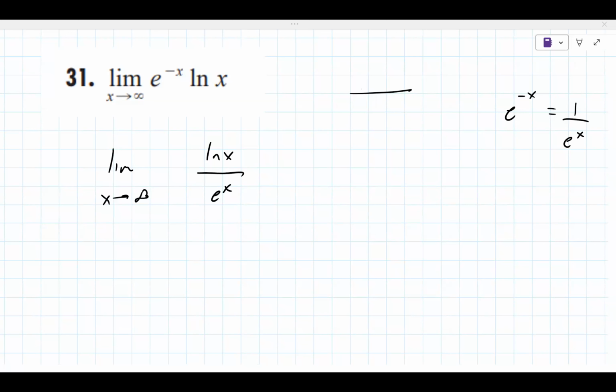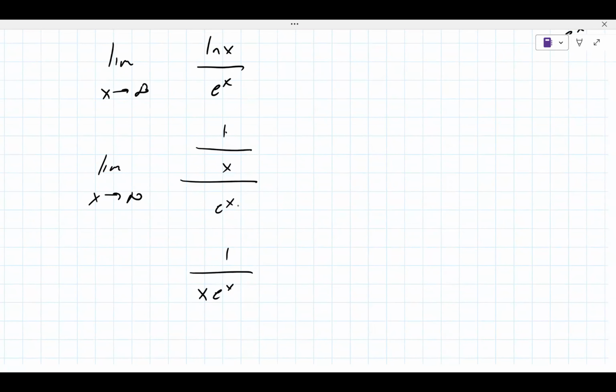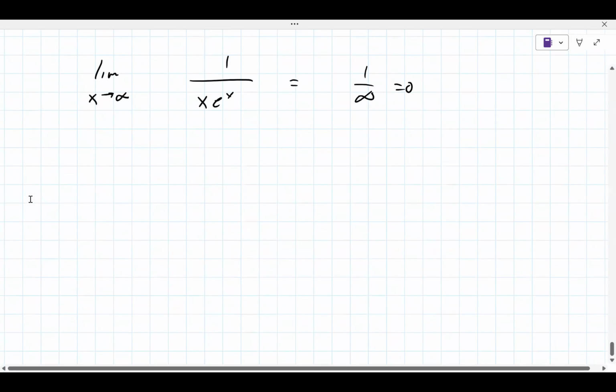So then I get 1 over x over e to the x. And then that comes back out to infinity over infinity. Wait, you said 1 over x over e to the x, right? Yeah. Okay, so you do want to simplify here. So it ends up being 1 over x e to the x. And then that's 1 over infinity, which is 0. All right, so one last problem here.